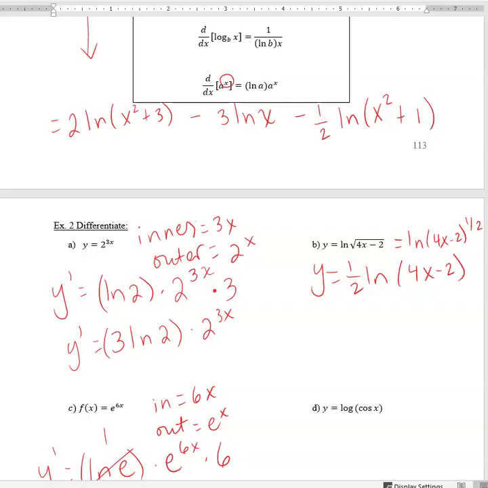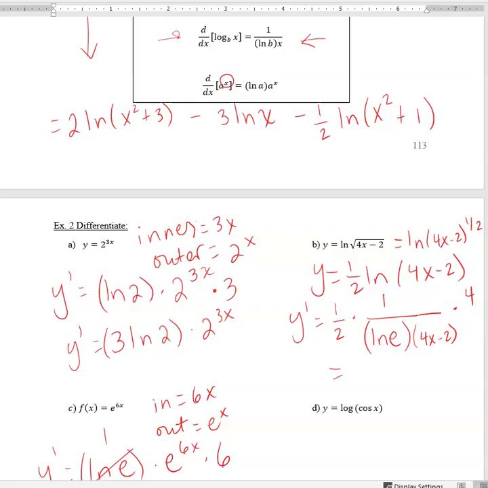Let's apply the rule for finding the derivative. So the 1/2 is a constant multiple, so it's going to be the derivative. It's another chain rule here. The inner function is 4x minus 2. The outer is the natural log. So the derivative of the outer, I'm using this formula, it's going to be 1 over natural log of the base, because it's the natural log, the base would be e, and then evaluated at the inner function, so evaluated at 4x minus 2, times the derivative of the inner function, which is just 4.